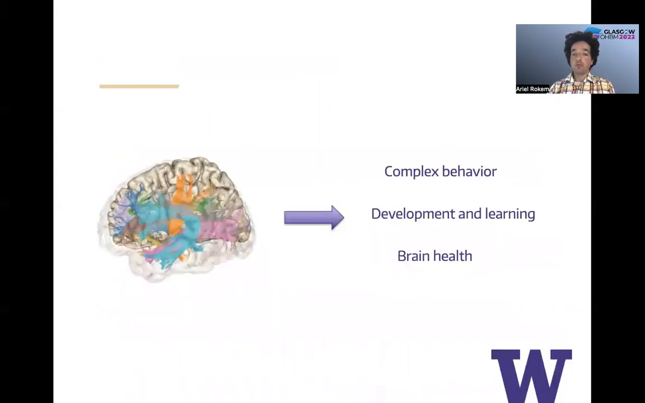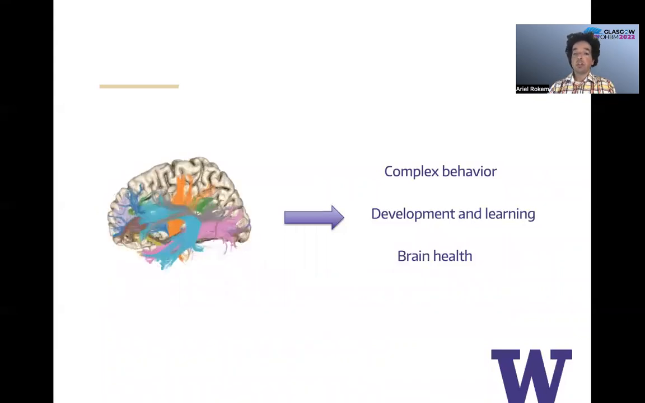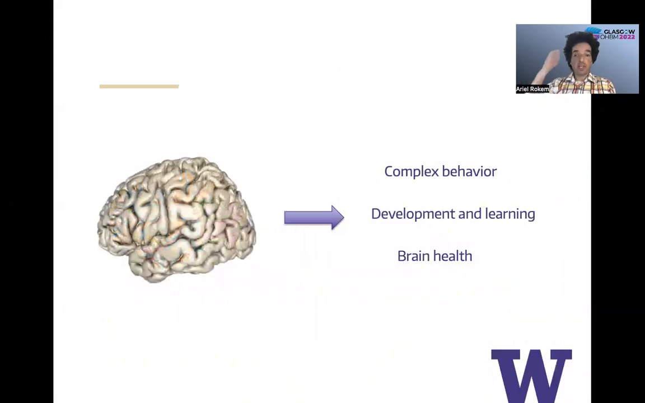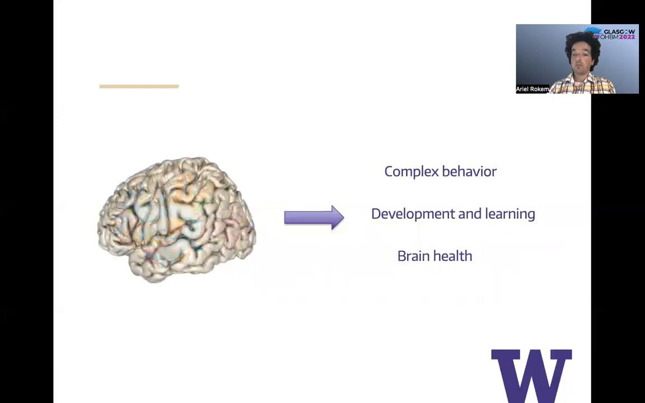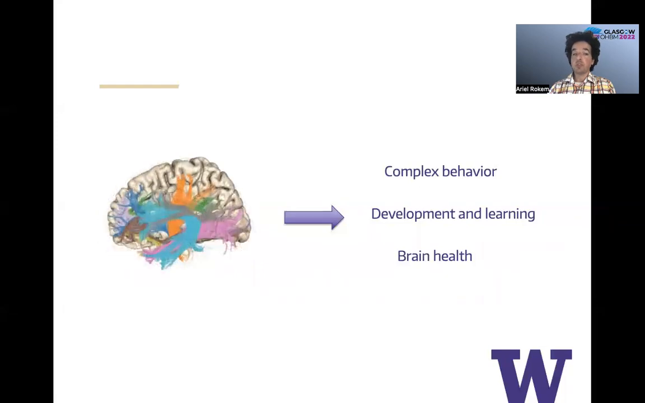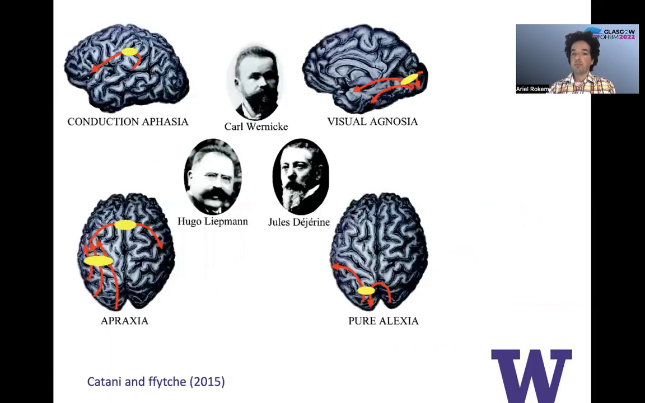The brain is composed of networks that comprise multiple brain regions, and the brain regions are connected to each other through connections that traverse the white matter and are composed of bundles of white matter axons. And we now know that the properties of these white matter bundles control complex behavior. They evolve throughout development and through learning, and the brain properties inside of these white matter bundles are closely related to brain health.